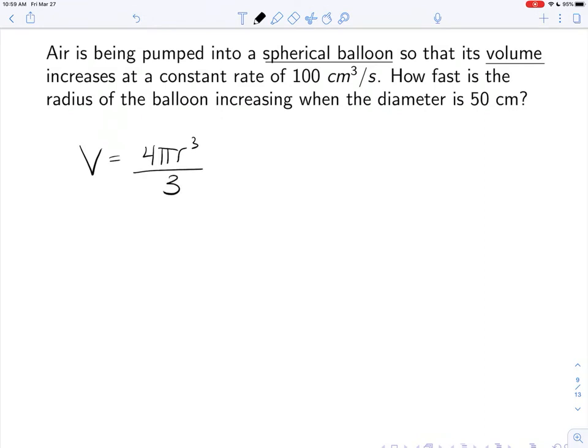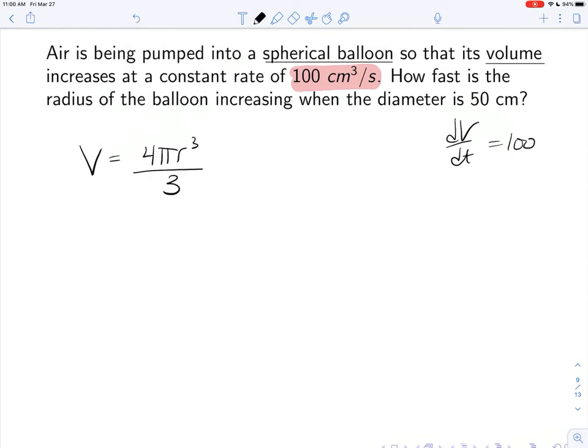Its volume is increasing at a constant rate of 100 cubic centimeters a second. So that's actually telling me what dV/dt is. Let's write that down over here. dV/dt is always 100. I'm going to drop my units just for the sake of simplicity.